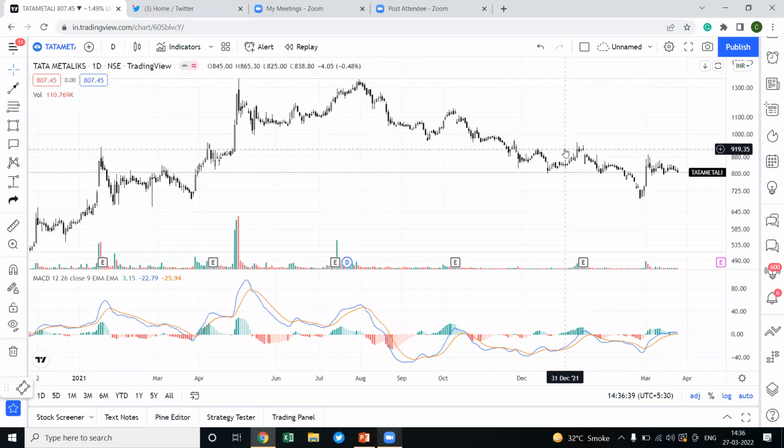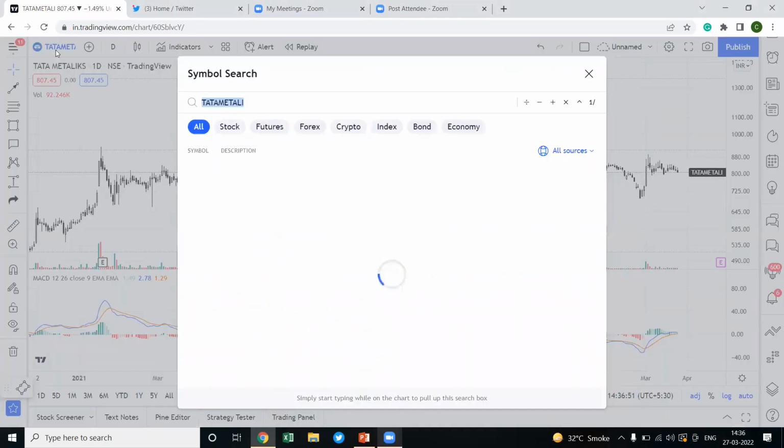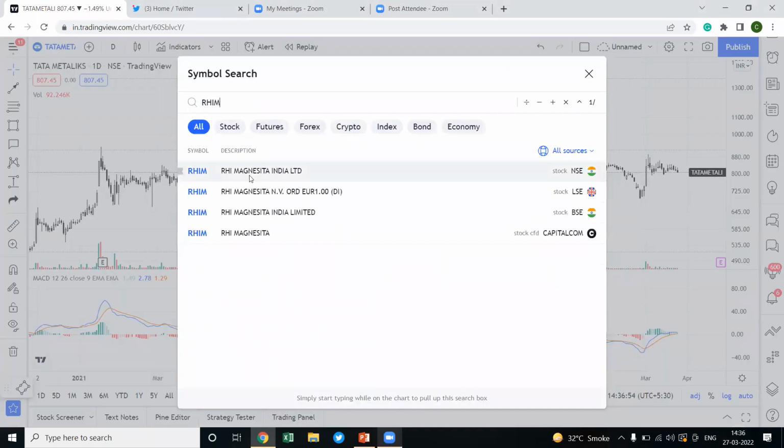But if you're looking from the investment perspective, I think the 750 mark is a very good monthly support level and a very strong accumulation zone for Tata Metaliks. So moving forward, I'll go to RHIM.